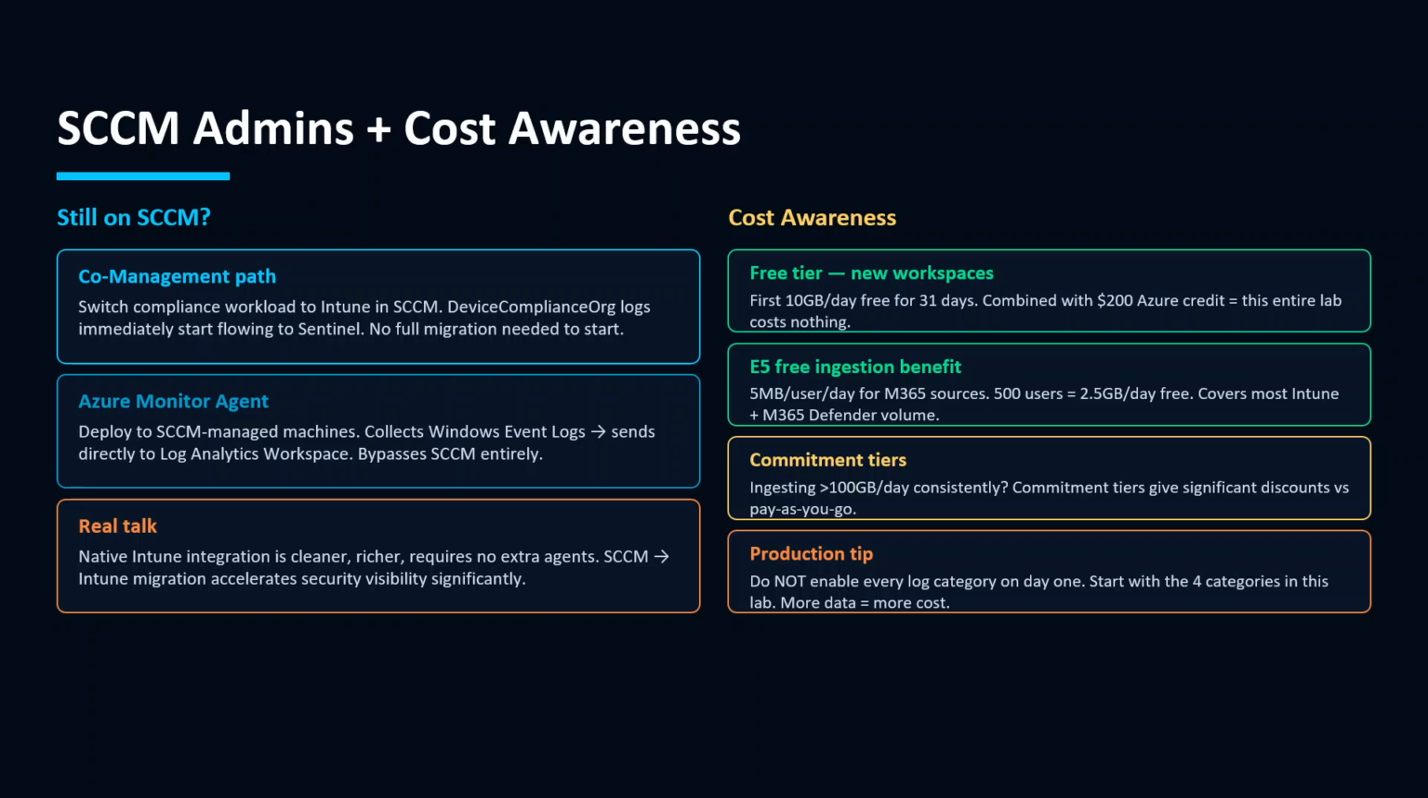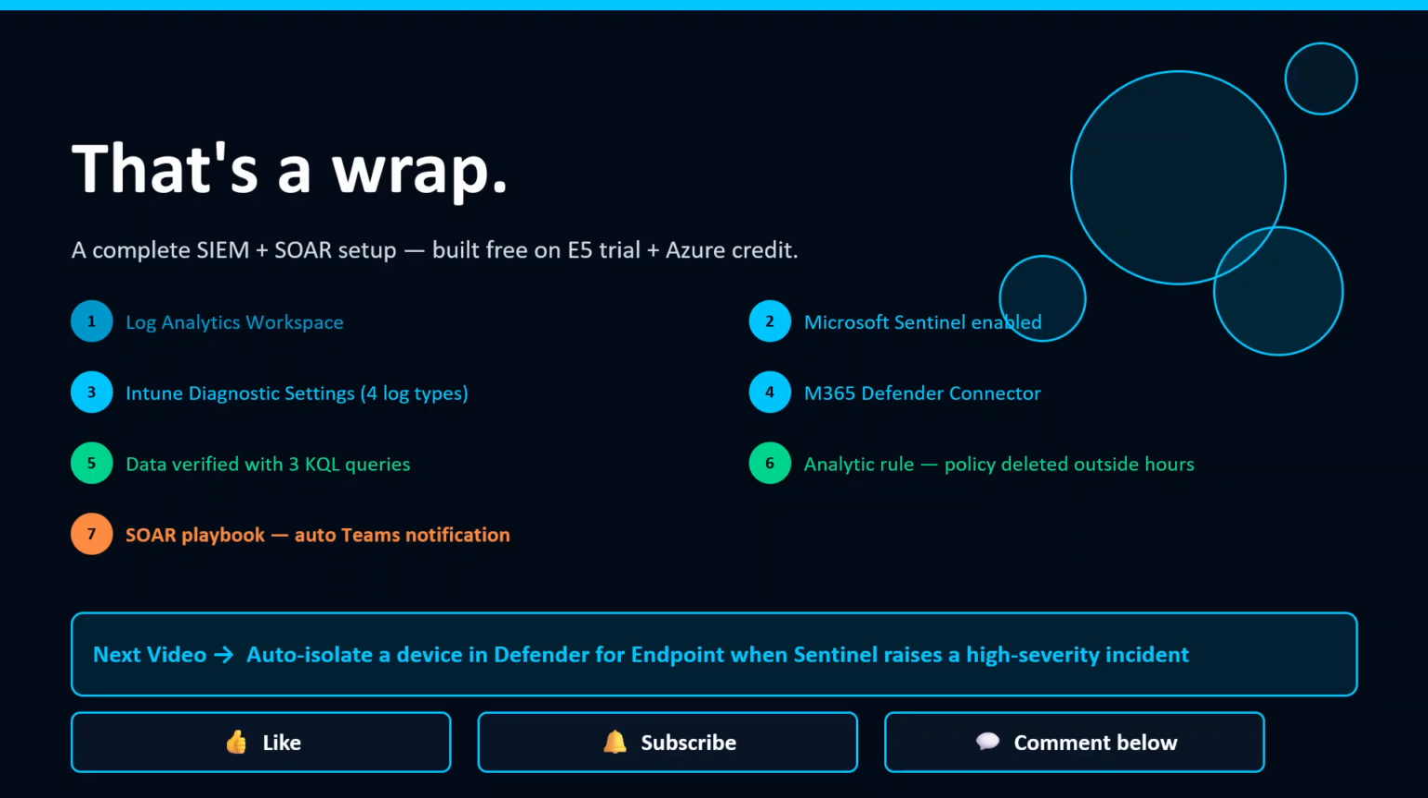So, free tier: the first 10 GB free for 31 days, combined with the $200 Azure credit. Those are there for the entire lab. Free integration benefit, E5 free integration benefit. Commentary, right? So production tip: do not enable every log category on a device at once. Start with the 4 categories in the lab. More data, more cost. That's it in this particular video.